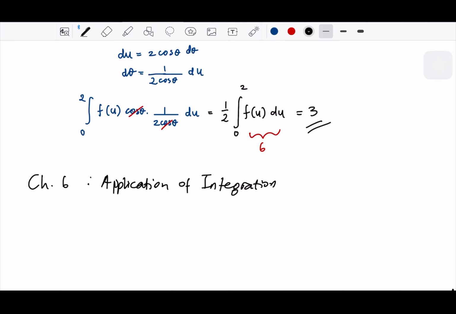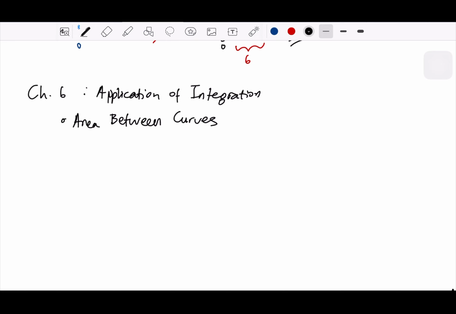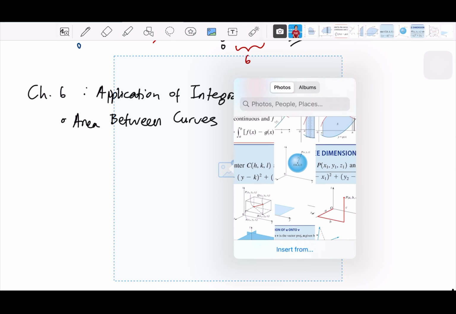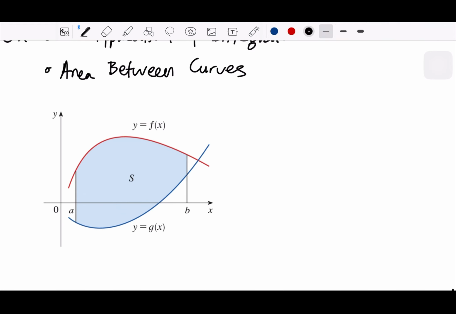Okay. So let's start with the area between curves. So the first part is about area between curves. To give you more insight into what it is, let's say we have this area. We have two curves, f of x and g of x. We would like to know the area between these two curves.